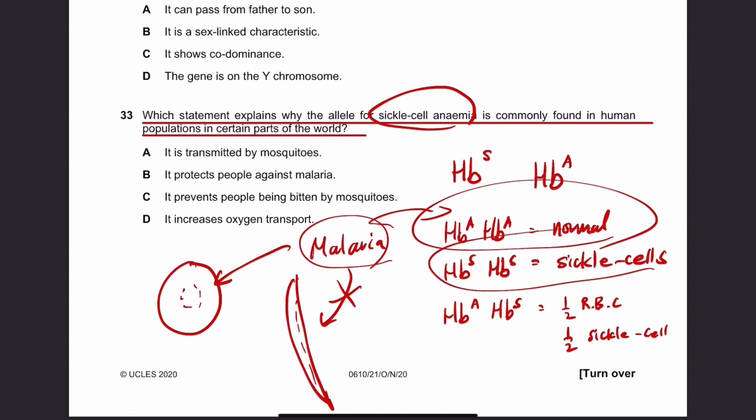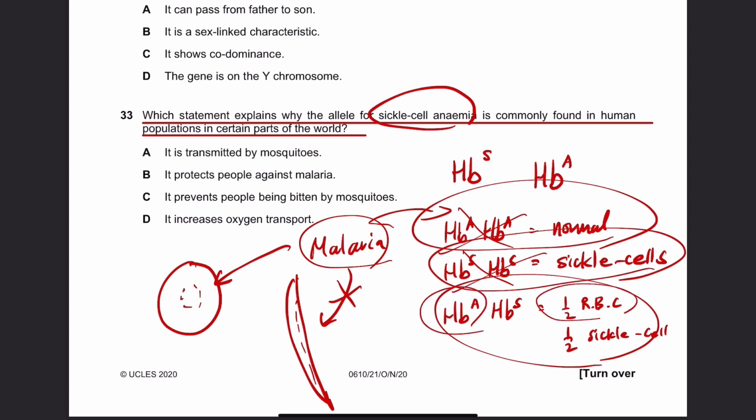For those who have sickle cells only, they can't live when they're born. So when they're embryos, before they're born, they often die. So these two are quite hard to survive in some parts of the world. And these guys can live because half of them are normal, half of them are sickle cells. So even if the normal cells get affected, they still have sickle cells.